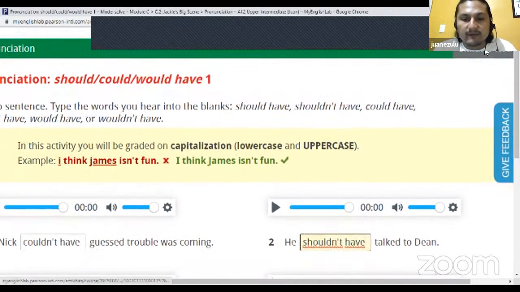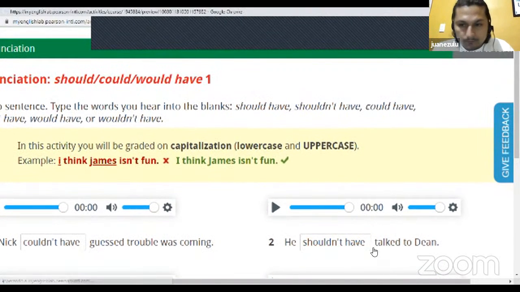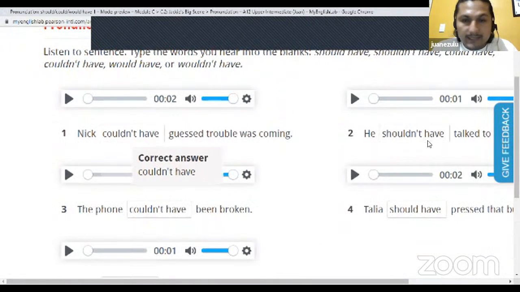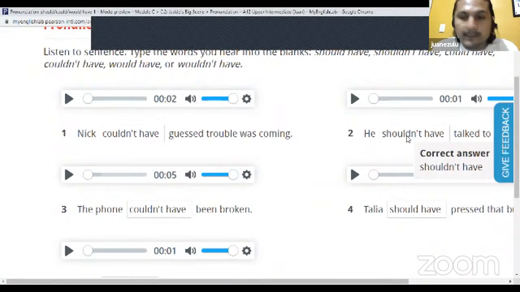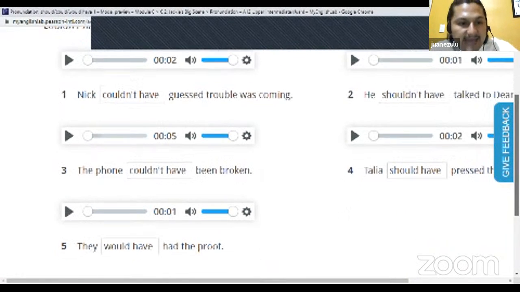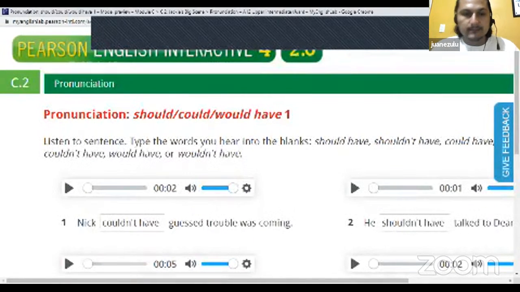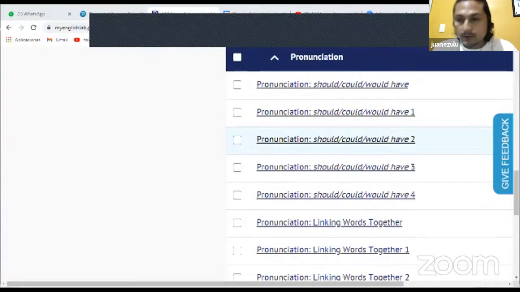So now let me see if I was correct. We have number 1, which is correct, and number 2, I am also correct. So I will activate that activity. So that's the first activity. Let me close it. Now let me continue explaining about the following grammatical point, okay?